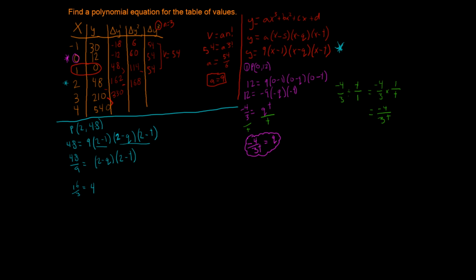2 times negative t is minus 2t. And then we've got negative q times 2. That's going to be minus 2q. And then we've got negative q times negative t, which is going to be positive qt, plus q times t.